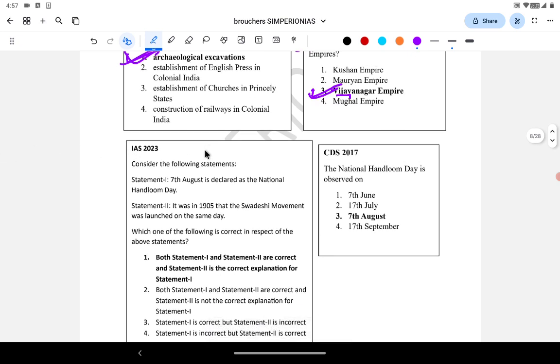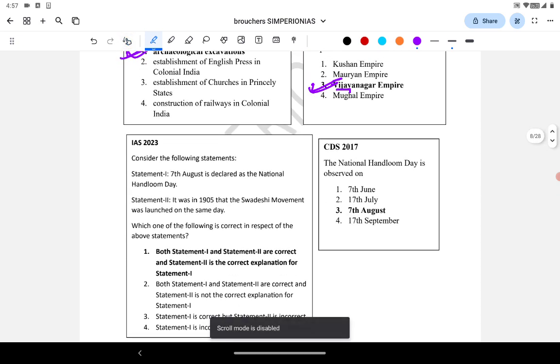This is one of the best examples of how UPSC asks a question and again explores it in more detail. Consider this particular question: National Handloom Day is observed on which date? The correct answer is August 7th. CDS 2017. Not very far. August 7 is declared as National Handloom Day.